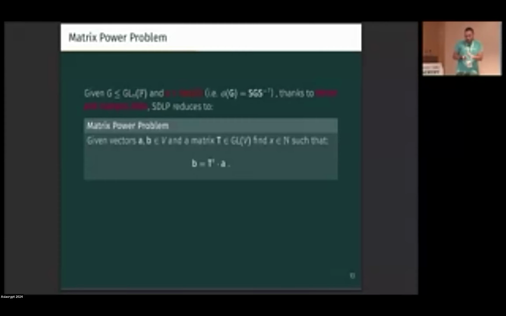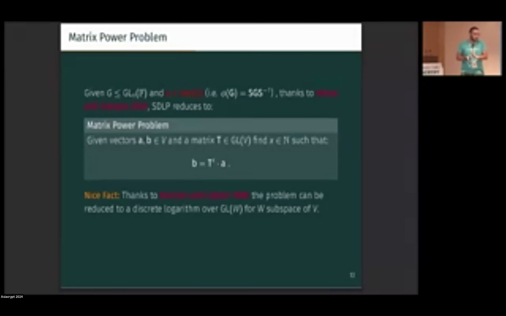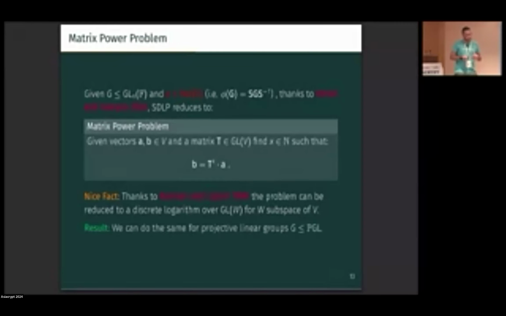And in fact, this problem is well known to be solvable, essentially reducible to discrete logarithm on the space of matrices, on a different space, but still, it's just a discrete logarithm computation. And so, if we are in this setup, the problem is easy. And also, if we are even considering projective linear matrices, the problem is still easy. You just need to be careful with the parameters, but we show that it remains easy.